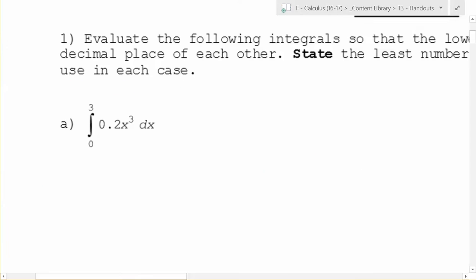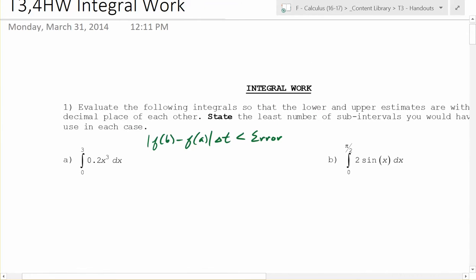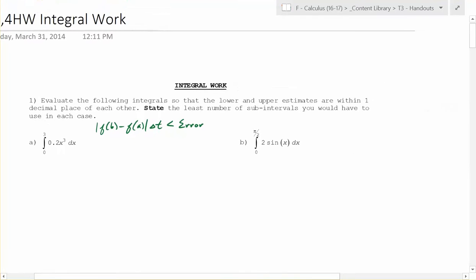First one. So what was that formula again? It was f of b minus f of a times delta t, is less than or equal to the what? Error. So what's it saying the error needs to be? It says evaluate the following integrals so that the lower and upper estimates are within one decimal place of each other. What does one decimal place mean? One decimal place is 0.1. One decimal place means the error needs to be less than what? 0.1.